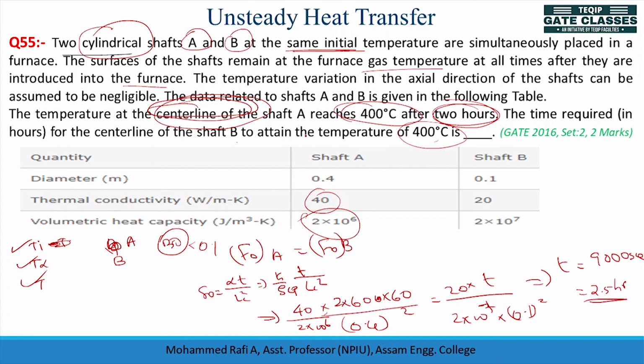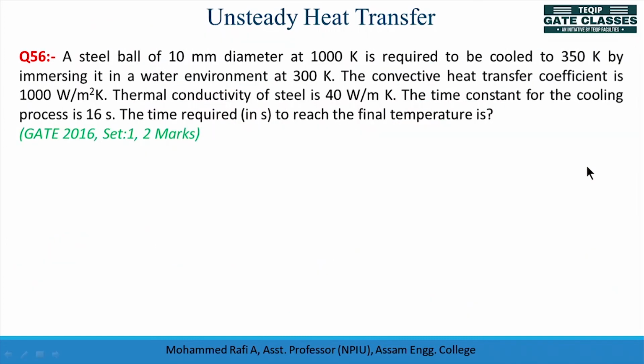So shaft A took 2 hours to reach it, but shaft B will be taking 2.5 hours. Okay, I hope it is clear to everyone. So let's move on to the next question. This is also a GATE 2016 set number 1 question with 2 marks. It is a very straightforward question, just like the previous case.